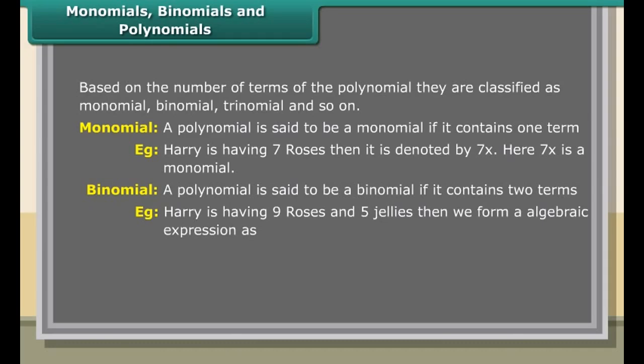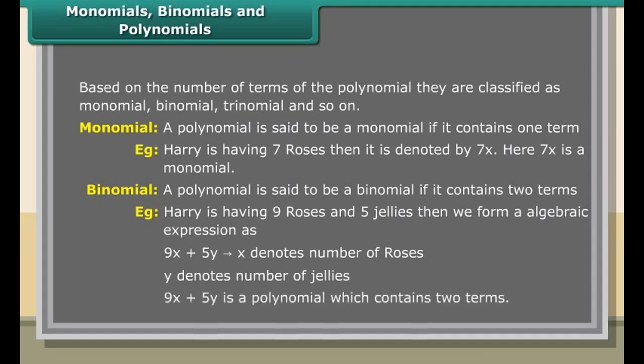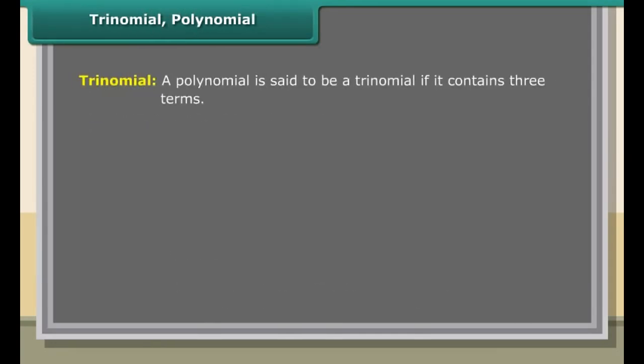Then we form an algebraic expression as 9x + 5y. x denotes the number of roses, y denotes the number of jellies. 9x + 5y is a polynomial which contains 2 terms. Trinomial: a polynomial is said to be a trinomial if it contains 3 terms.